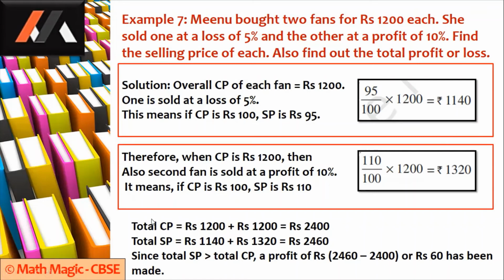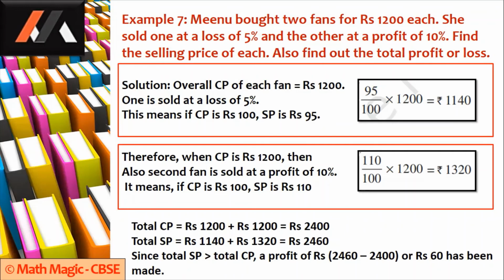Now the total cost price is 1200 plus 1200. Two fans at 1200 each, so 2 into 1200, which is equal to 2400. Total SP is SP in case 1 and SP in case 2. We have to add them both. So total SP is equal to 1140 plus 1320, which is equal to 2460.